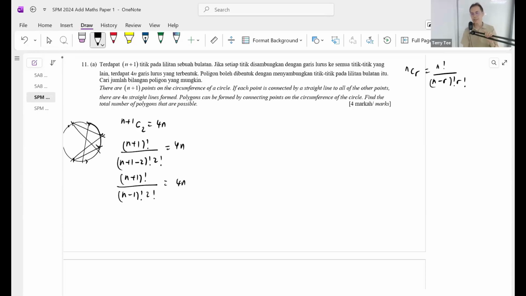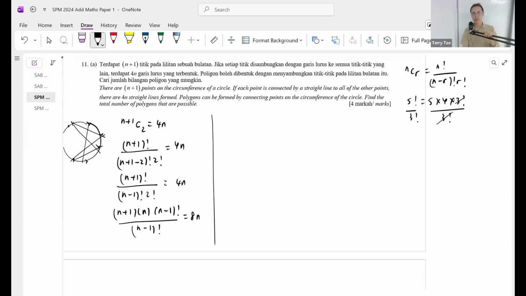Okay, how do you cancel this? You remember 5 factorial is 5 times 4 times 3 factorial. If you want to simplify 5 factorial and 3 factorial, you just divide by 3 factorial. We can cancel them, right? So likewise, I'm going to change this to n plus 1, followed by n, times n minus 1 factorial over n minus 1 factorial. Whereas the 2 I times over to the right-hand side, I get 8n.